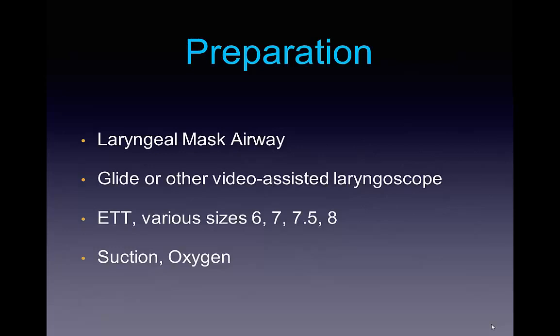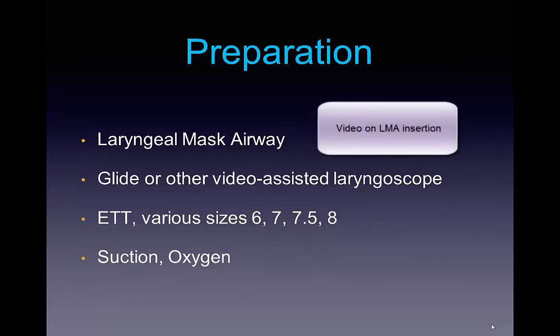ICU tubes are different than OR tubes in that they have a suction port that sits right above the cuff, and in fact the outer diameter of the tube is usually half a size larger. So it's important to have different sizes because at times if you can't pass the tube, one of your next steps, aside from adjusting positioning or changing to a different device, will be to downsize your tube.